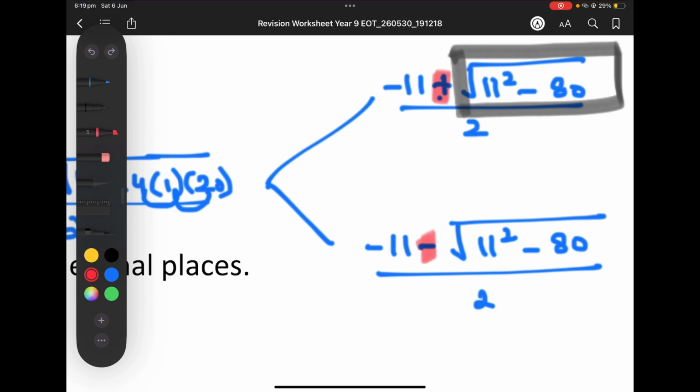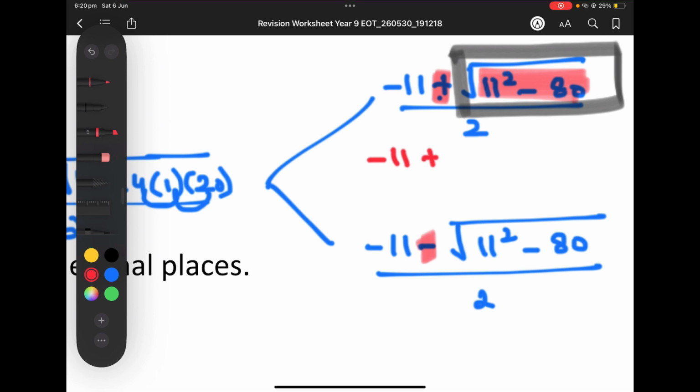Okay, it turns out as minus 11 plus, that is 121 minus 80. Inara, get me the calculator. Quick. Shut the door.